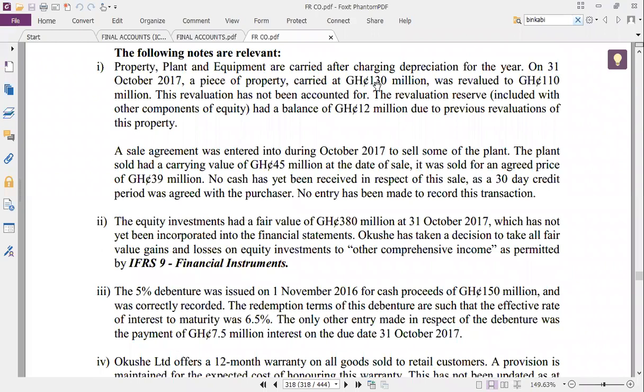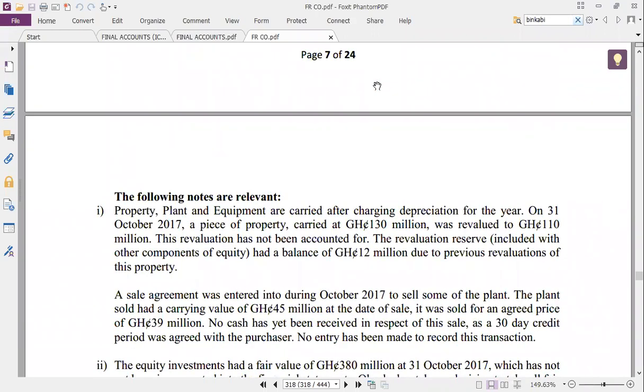Note 1. The following notes are relevant. PPE is carried after charging depreciation for the year. They have charged depreciation. That means we can't get anything to do there. We should have charged the depreciation, but they have. That means we won't get anywhere. That is why the revaluation, the revaluation.